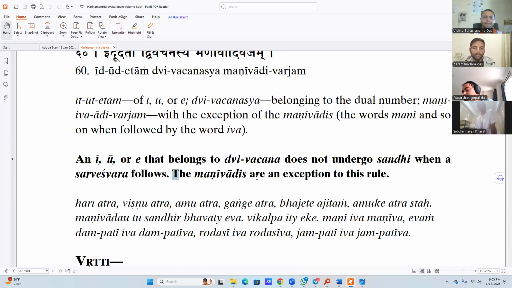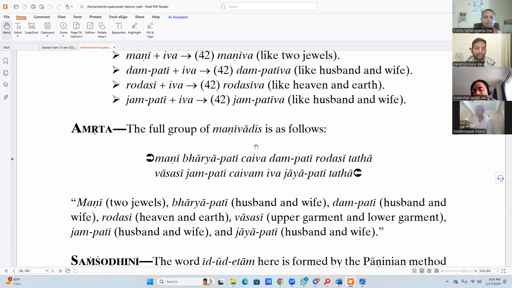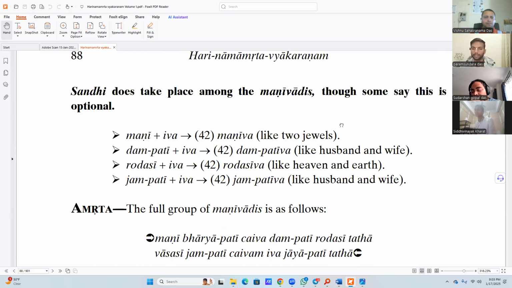But it says the manivadis are an exception to this rule, so there is an exception to the exception. Manivadis are these words: mani plus iva, dampati plus iva, rodasi plus iva, jampati plus iva. These are also in dual case, but we apply sandhi for them only. So we apply the rule and we get mani iva, dampati iva, ityadi. Quite simple, nothing much here. So here we complete the sarveshwara sandhi.